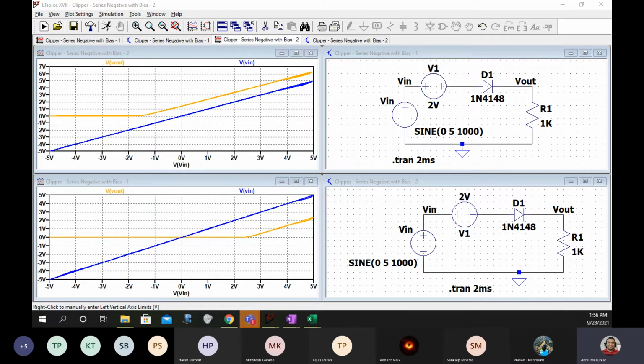Yes, very good. So Prasad, your output is good. Are you happy now with the thickness of those lines? Yes, sir. Okay, good.